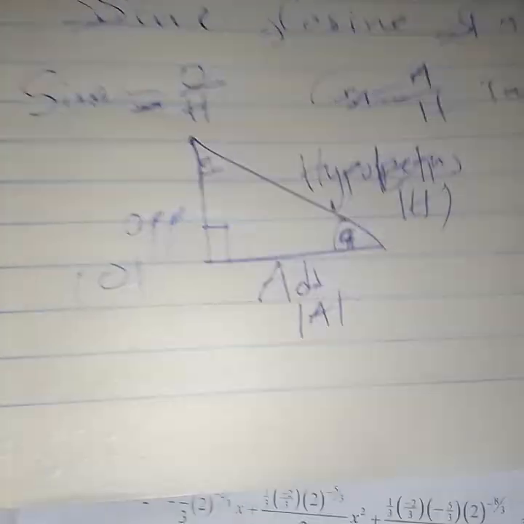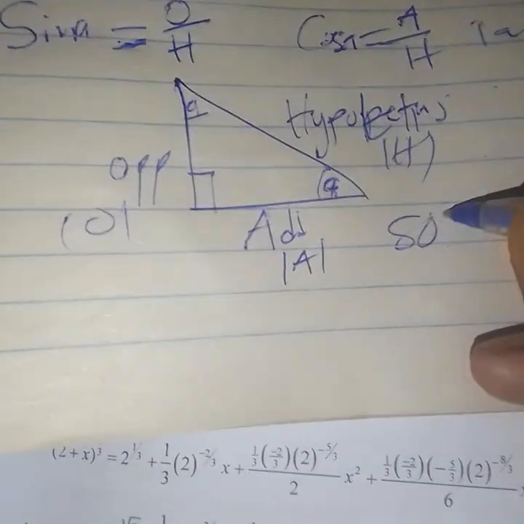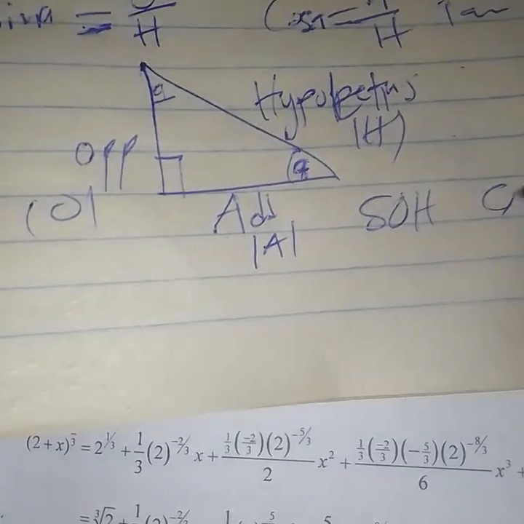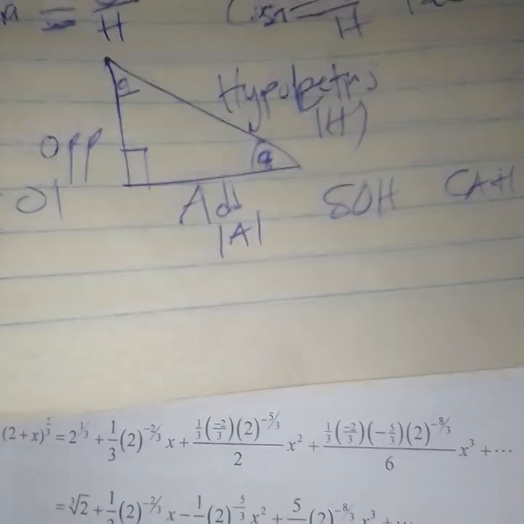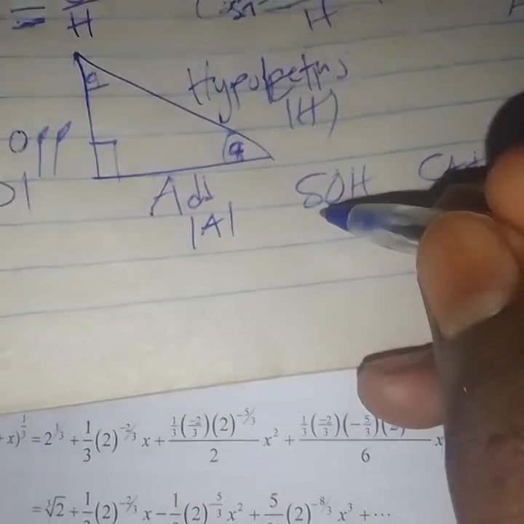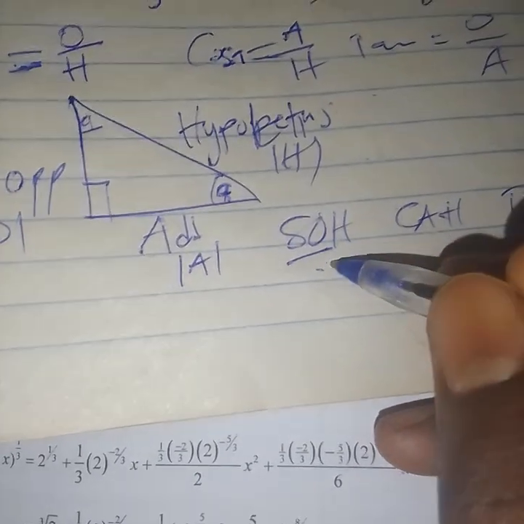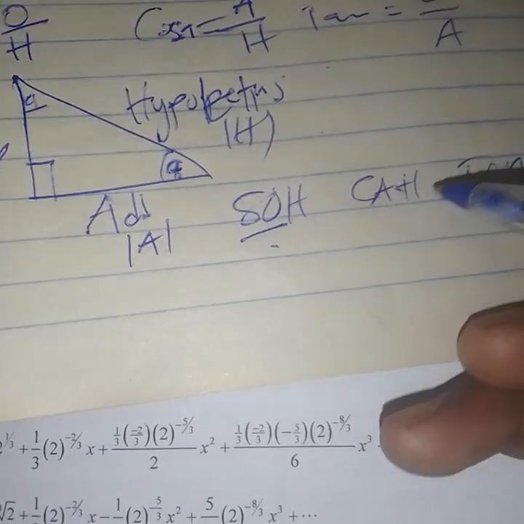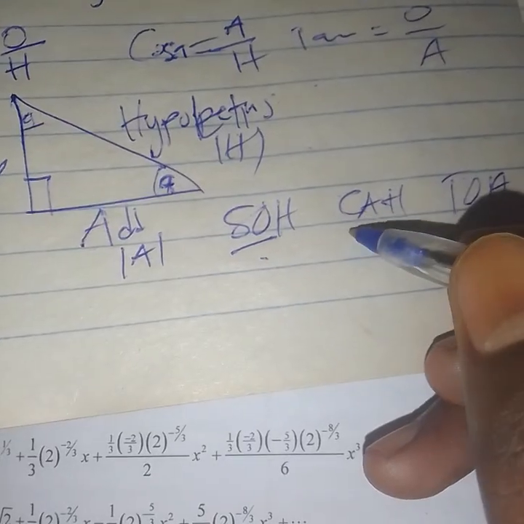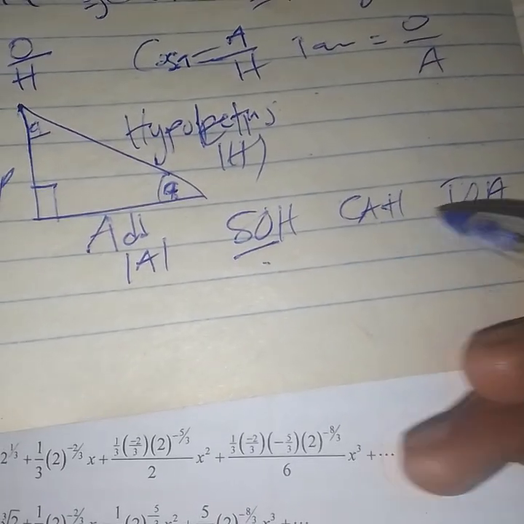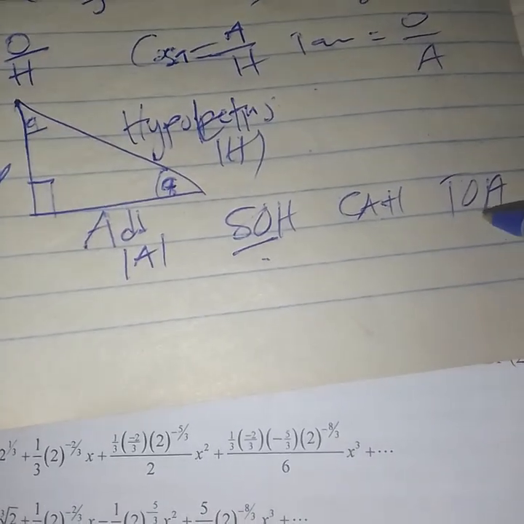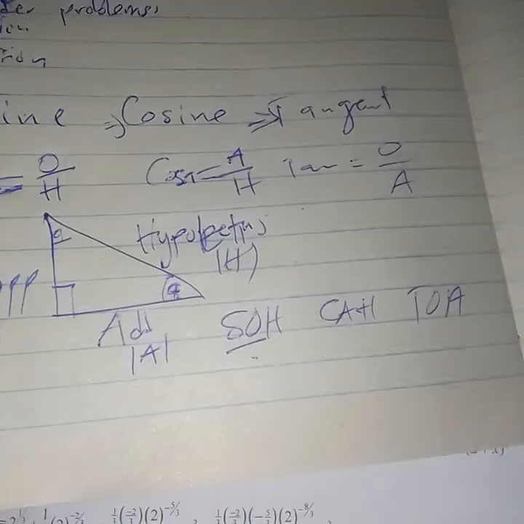Are you following? So what you're going to do is use the short form, that's SOHCAHTOA, for remembrance or for fast recovery. SOHCAHTOA. So this means sine of any angle is equal to opposite over hypotenuse. Cosine means cos of the angle is equal to adjacent over hypotenuse, and tan is equal to opposite over adjacent. That is what it means.